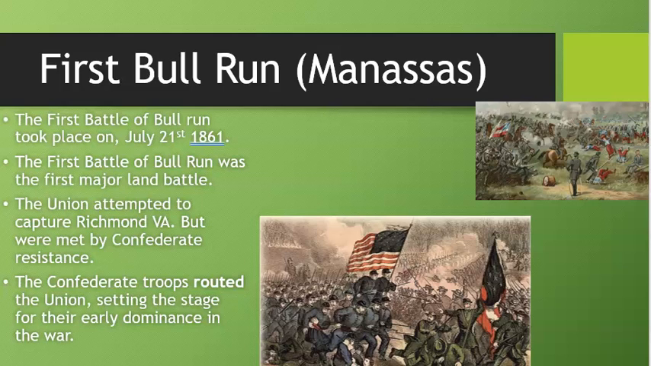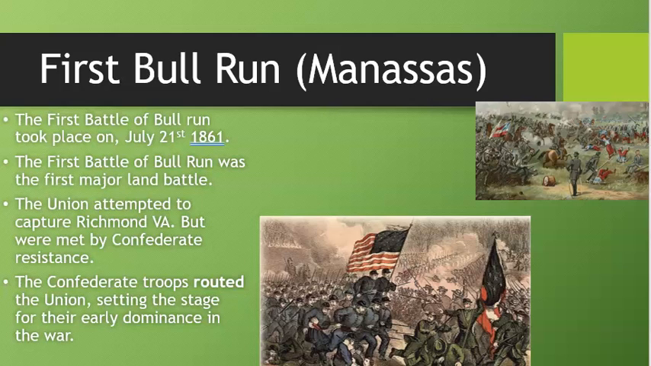The battle took place on July 21st, 1861. It is the first major land battle between the Union and the Confederacy. And it occurs when the Union tries to go south to invade and attack and capture Richmond, Virginia, which is the Confederate capital. But they are met by Confederate resistance.